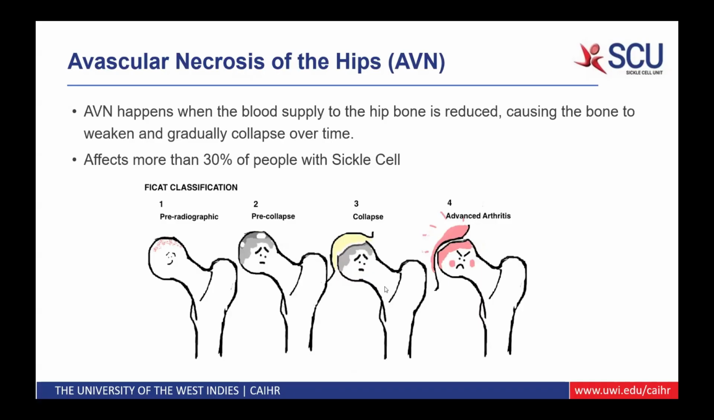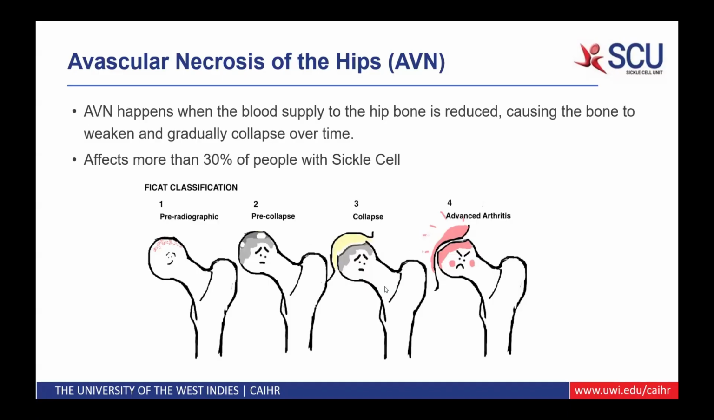Now, sickle cell disease can also affect your hips. Basically what's happening is that the blood supply to the hip bone becomes reduced over time because of some of the changes that we spoke about before. Over time, it can cause the bone to weaken and to gradually collapse. And it can be very common among persons with sickle cell disease. So these are just some of the stages that we see.